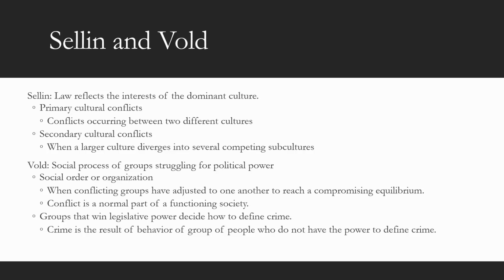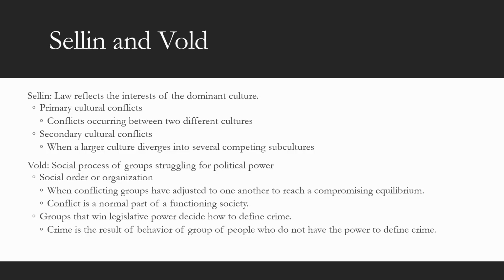So Sellin considered conflict between groups in terms of cultural groups, okay? Conflict theory can be applied to many groups, whether these are actual special interest groups, cultural groups, or just groups of people who have similar behaviors or similar interests. It doesn't matter, right? But Sellin applied it to cultural groups.